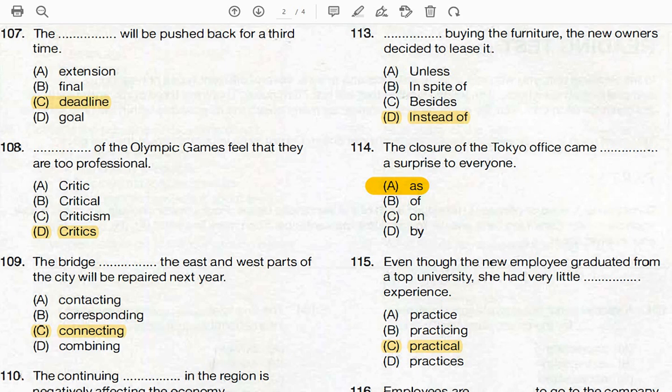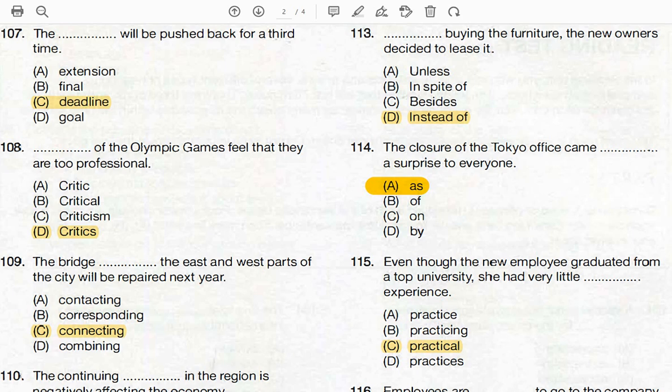Then next, the closure of the Tokyo office came as a surprise to everyone. A, to come as a surprise is a set expression, as a surprise. So you need the preposition as. B, C, and D, of, on, and by, all these options have potential for completing the sentence because they are prepositions. However, none of them makes the sentence meaningful.